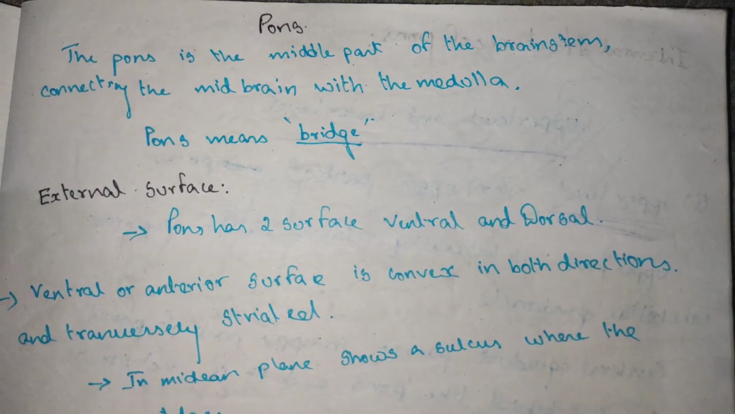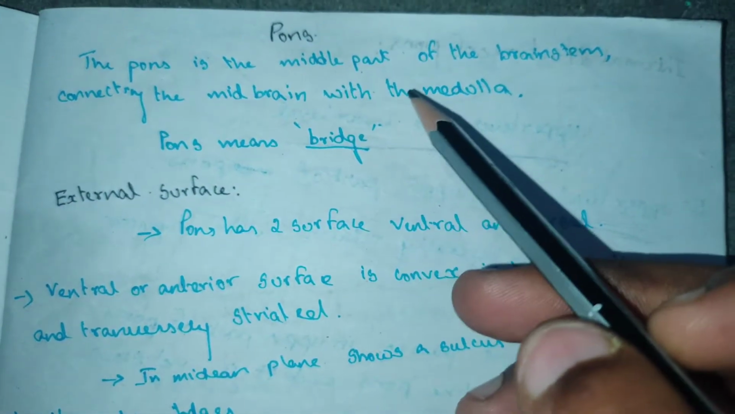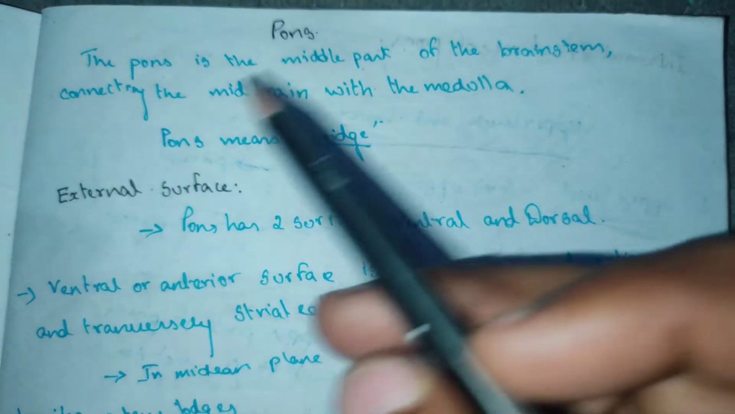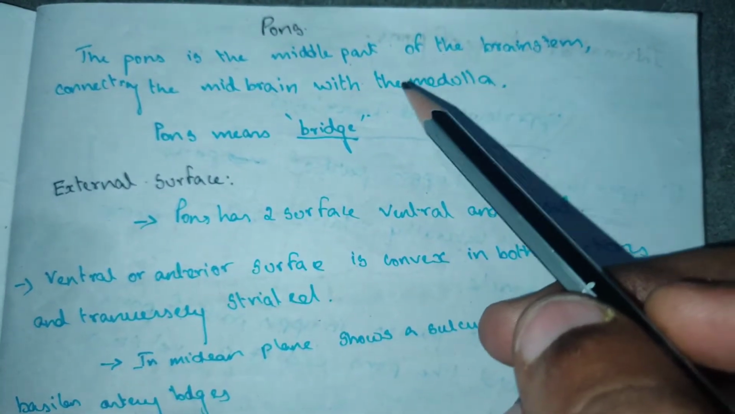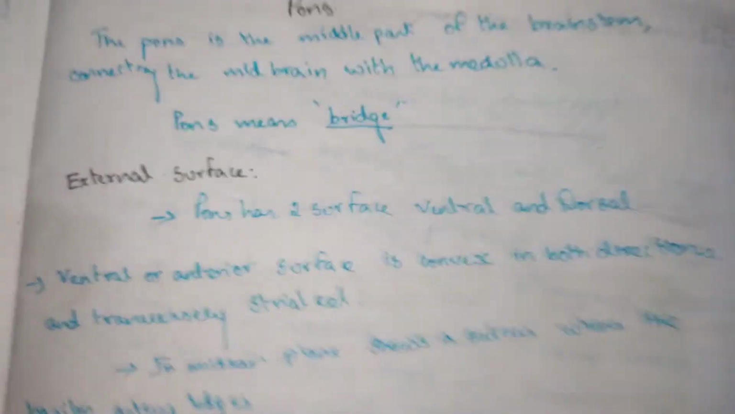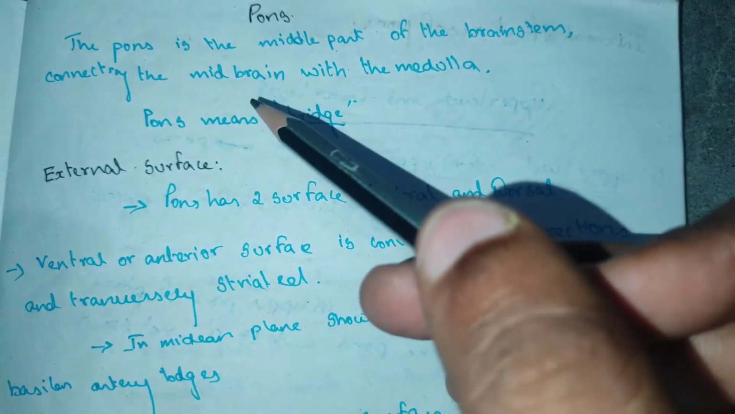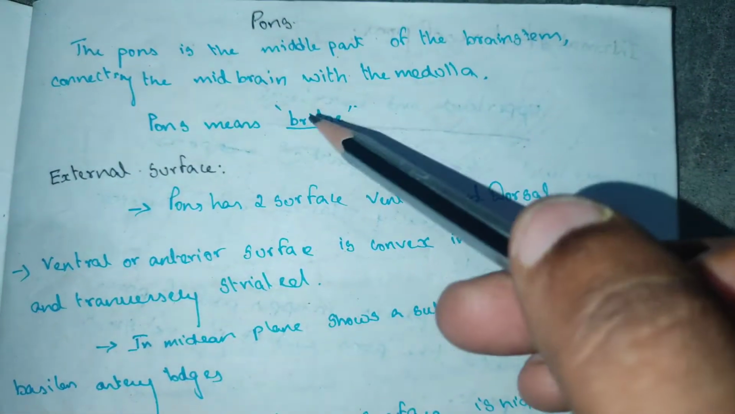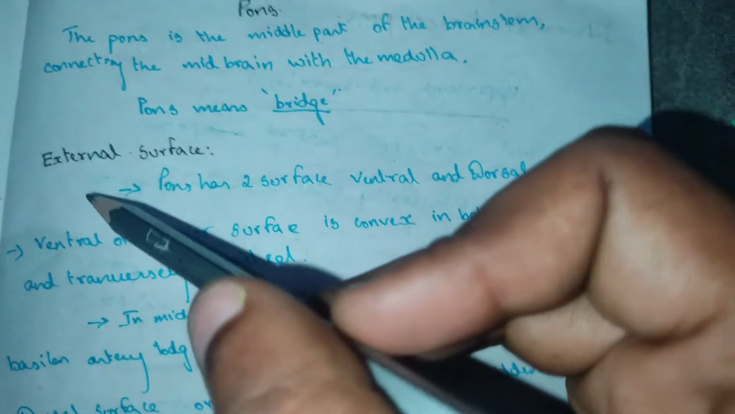In this video, we are going to see about pons. Pons is the middle part of the brainstem connecting the midbrain with the medulla. This is the middle part which is located in between the medulla as well as midbrain. Pons means bridge, which acts as a bridge between the midbrain as well as medulla. So it is present in between the midbrain and medulla, so it is known as pons.